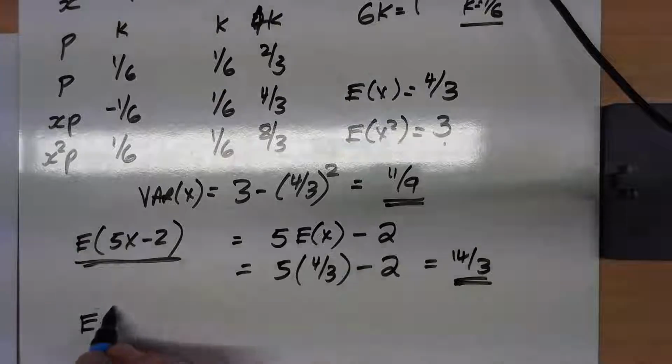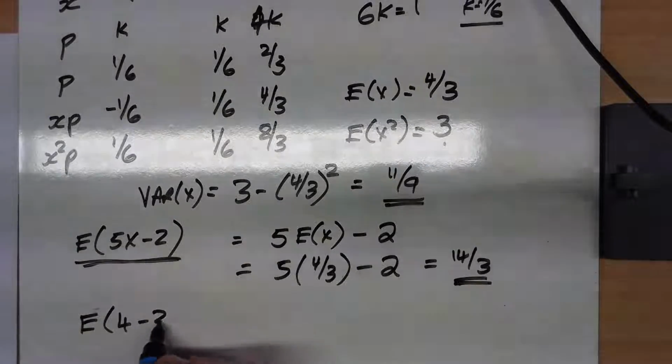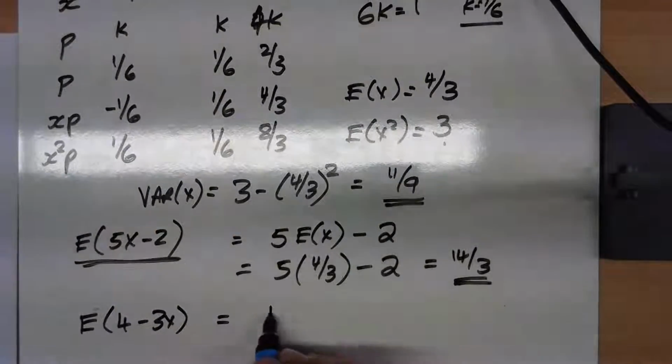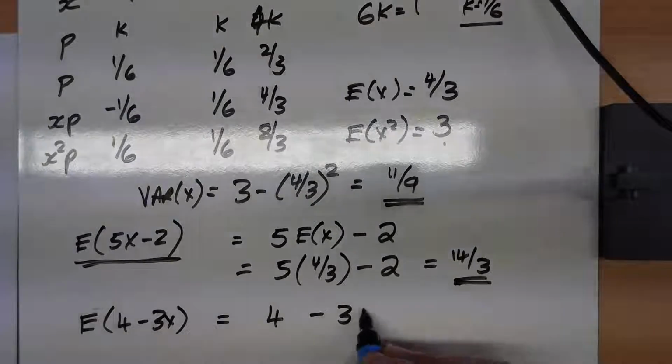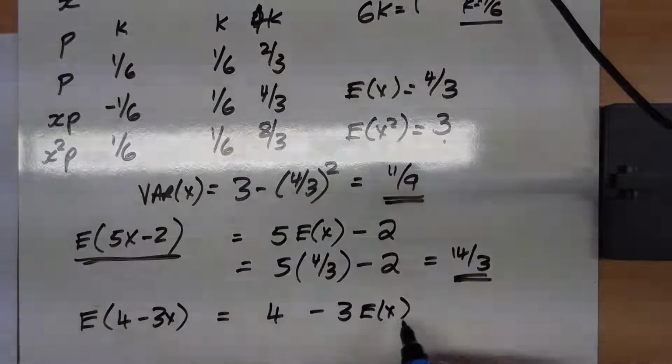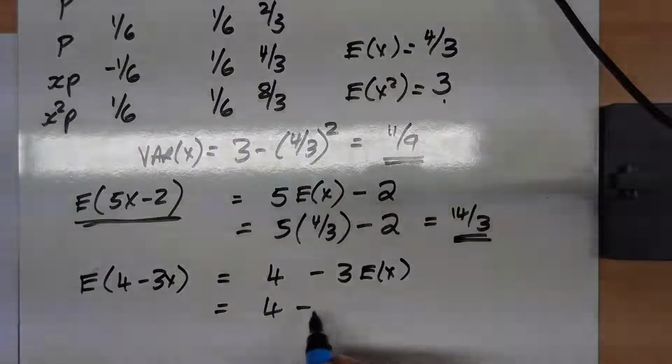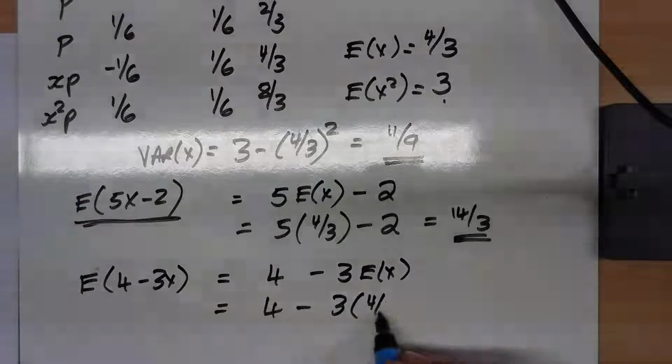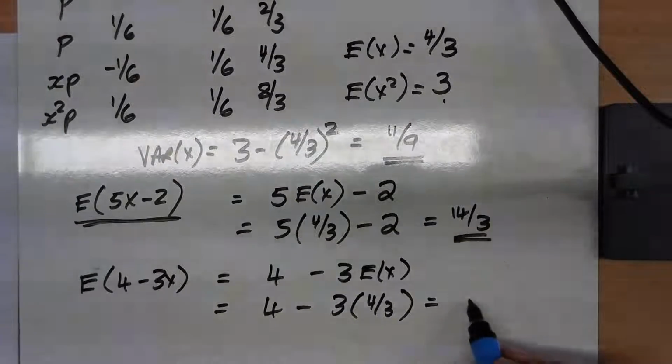So the other one we've got to do is the expected value of 4 take away 3x. So this is 4 take away 3 lots of the expected value of x. The expected value of x was 4/3. So that just works out to be 0.